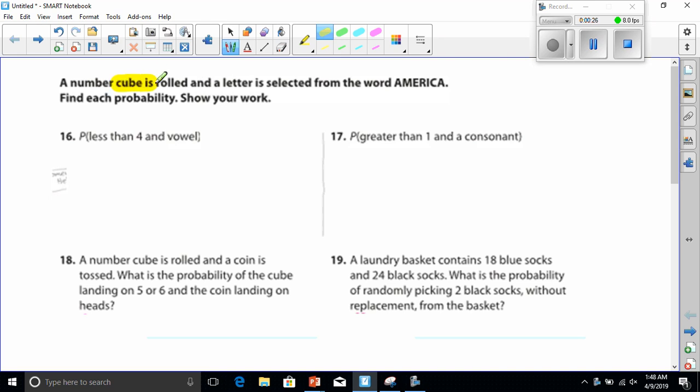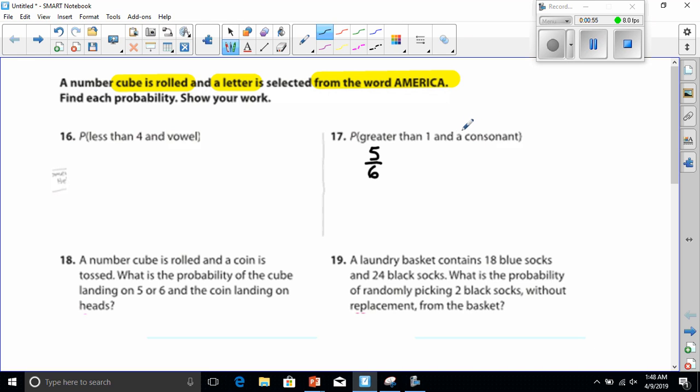cube rolled and a letter from the word America. This will help me to remember. First of all, 17 says greater than 1. Well, the cube is rolled, and if it's greater than 1, there has to be 5 of them, right? 2, 3, 4, and 5. And since there's 6 numbers on a dice, it's 5 out of 6.